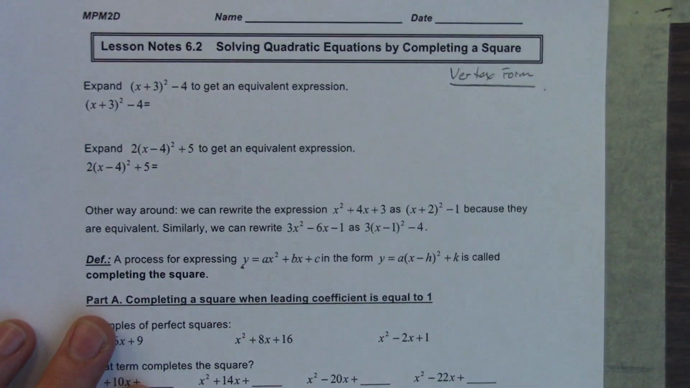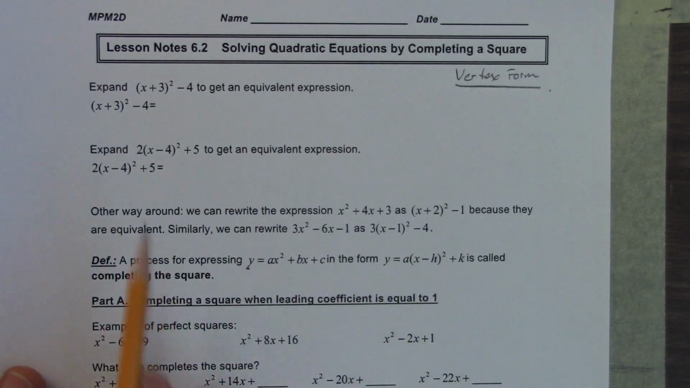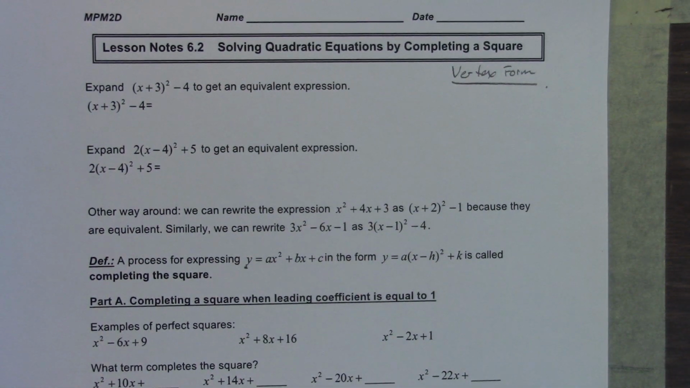Now, why is vertex form so important? Why do we want to know how to convert to vertex form? So we can find the vertex. The vertex is arguably the most important thing about the quadratic graph. One of the reasons we find the zeros is so we can also find the vertex. The zeros are important, the vertex is important. There is a specific way to convert from standard form into vertex form, and that's called completing the square. So that's what we're learning about today.